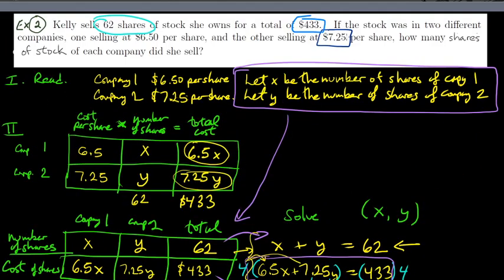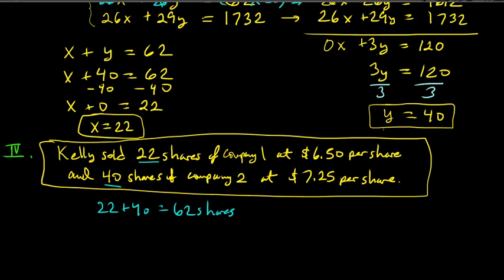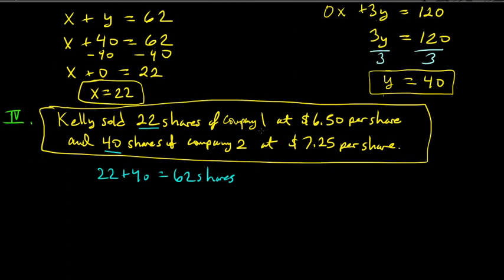Now, what about the cost? Well, the price that she got was $433 total. But that's a little tricky because that comes in 2 parts, right? 22 shares times $6.50 per share. So do the math, use your calculator. 22 times $6.50 is $143. And that's just for company 1.